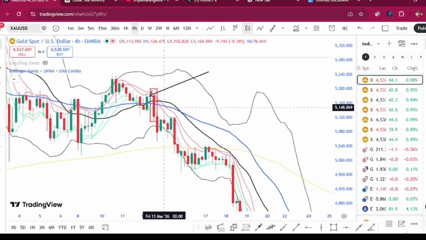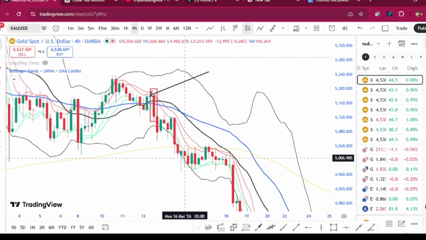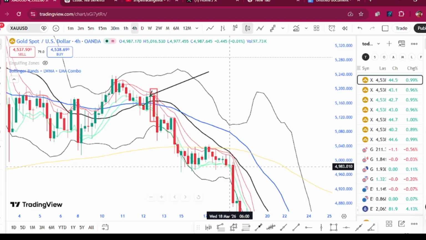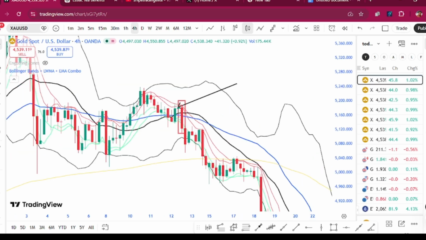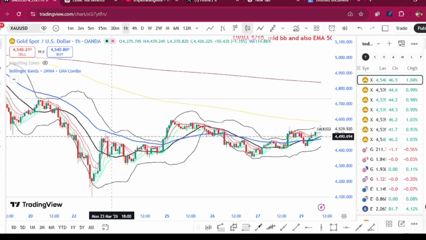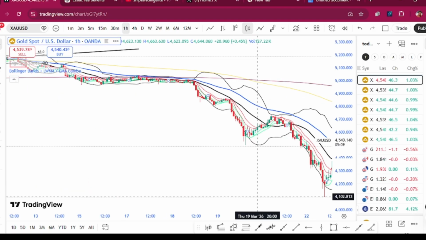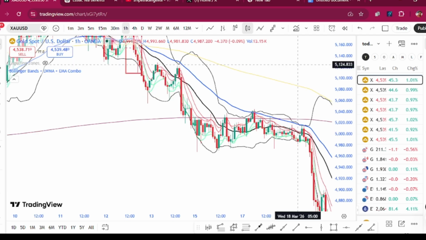So it shows there is a trend reversal, and as you can see, price kept selling down. Let's go to 1 hour and see what happened on 1 hour.